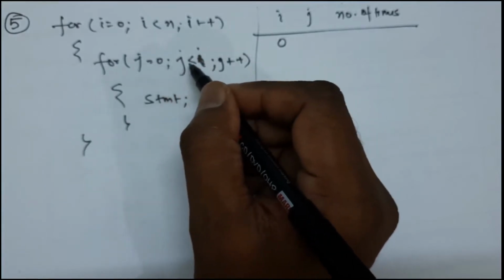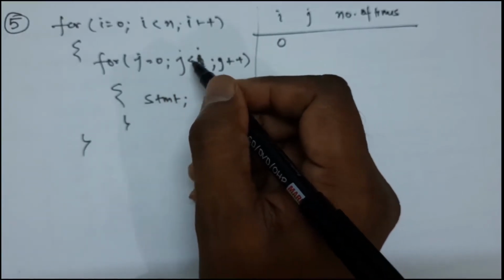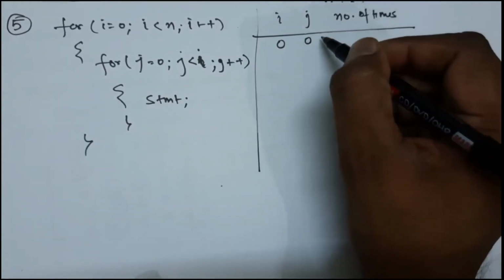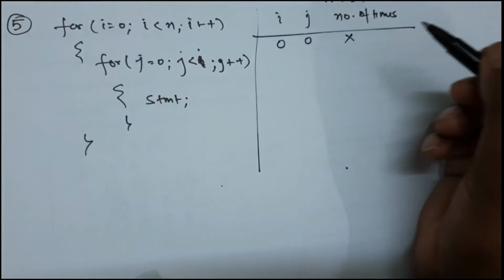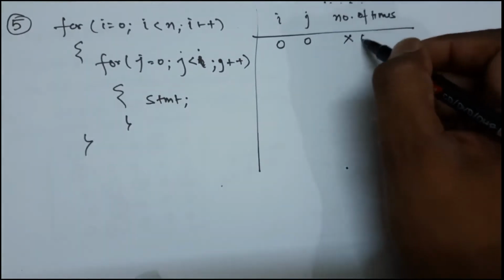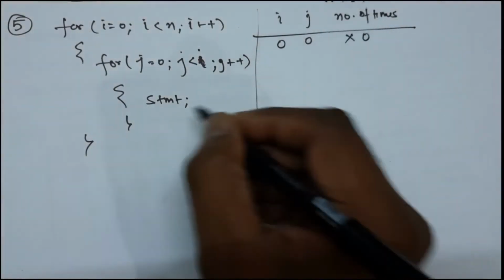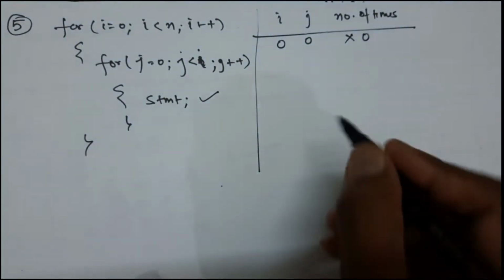So j equals 0 and 0 less than 0, so this condition is false. So this will not be running even a single time. It will be 0 times. The statement will be repeated for only 0 times, meaning the statement will not be executed.